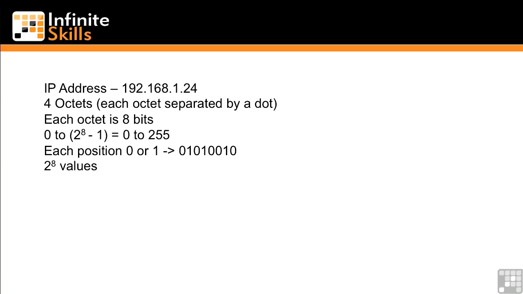And as I said, we can get 2 to the 8 values out of each of the positions in an IP address. So each of those sections there can be from 0 to 255. So that's an IP address.